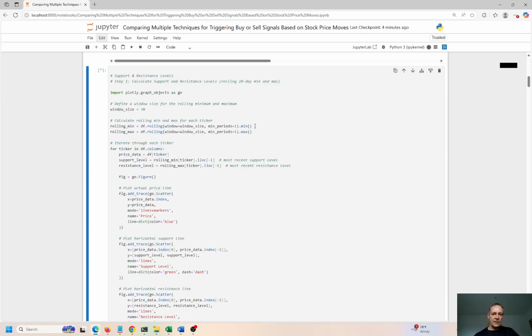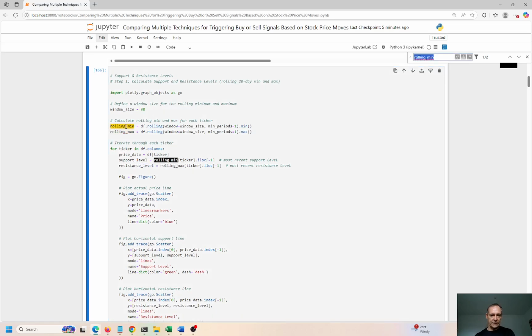These are calculated with a window size of 30, and we're going back in time 30 days, 30 trading days. It's not 30 calendar days, it's 30 trading days, the days that the market was open. And we're looking at a rolling min and a rolling max. So if I do Control F, the max goes down here, right? That is going to be the resistance level, and the support level would be the min.